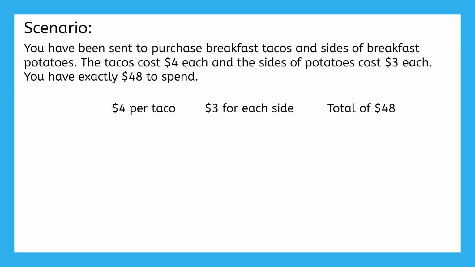So we know a lot of information, but what are some things we don't know? Do we know how many tacos and sides you have to buy? We don't. How do we normally represent something mathematically if we don't know its value? Yeah, we use a variable. You can label them using any letters you want to, for example, x and y.